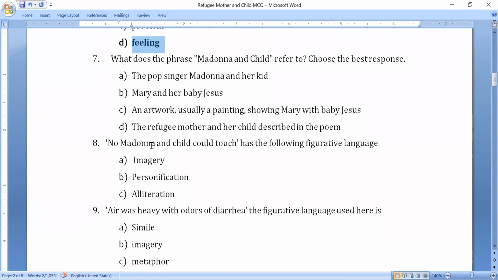Question 7. What does the phrase Madonna and child refer to? Choose the best response. What can be the meaning? The pop singer Madonna and her kid, Mary and her baby Jesus, an artwork, usually a painting showing Mary with baby Jesus, or the refugee mother and her child described in the poem. The correct meaning is Mary and her baby Jesus.